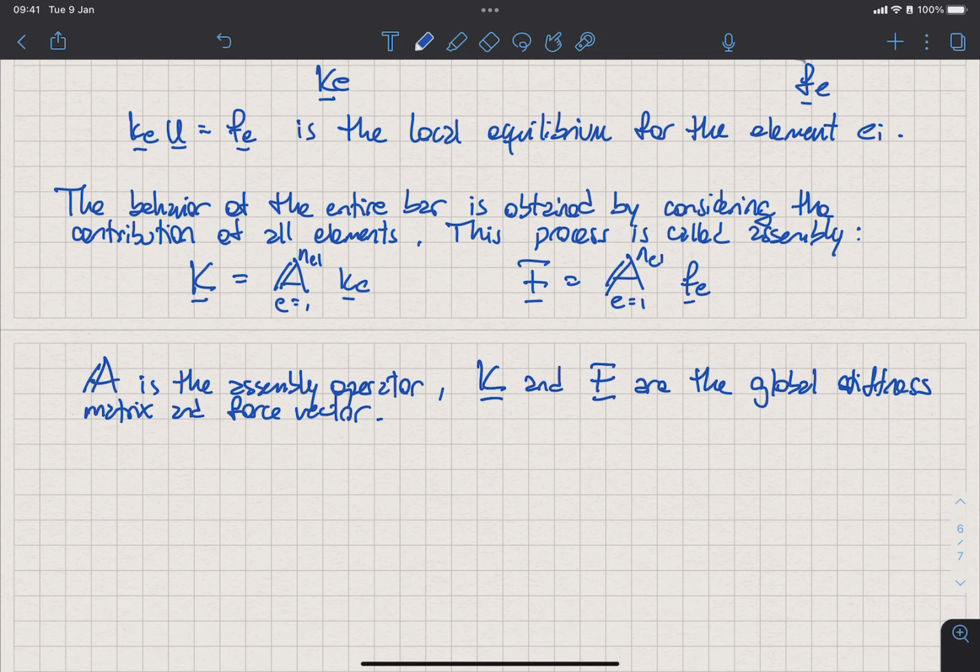Okay, let's take a break, and then we're going to have a short class on isoparametric mapping.